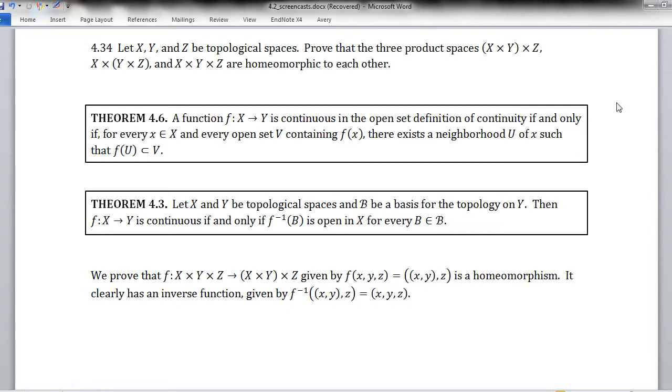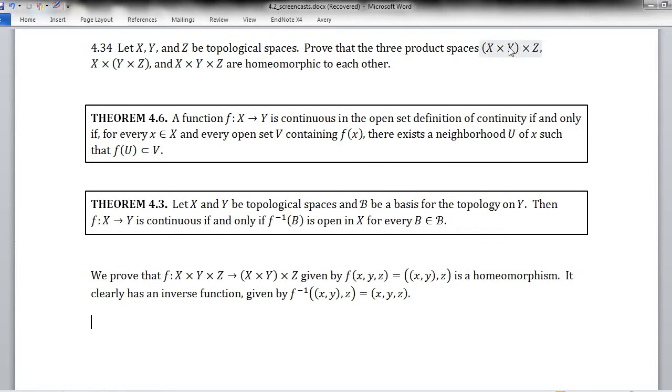Exercise 4.34. Let X, Y, and Z be topological spaces. Prove that the three product spaces, X times Y times Z, where first we group together X and Y, and then we group together Y and Z, and then we group nothing at all. Prove that these three product spaces are homeomorphic to each other. Okay, well, so basically parentheses don't matter is the point.